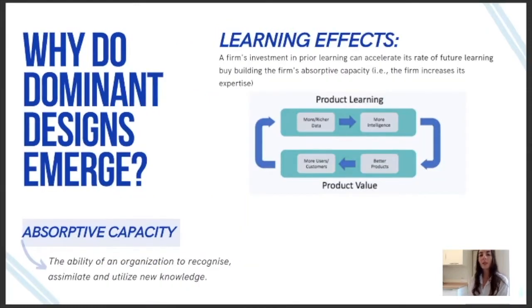So why do dominant designs emerge? The primary reason for the adoption of dominant designs is the intrinsic feature of most industries that show increasing returns to adoption, meaning that the more a technology is used, the more valuable it becomes. The more complementary assets are developed, and this creates a self-reinforcing mechanism.